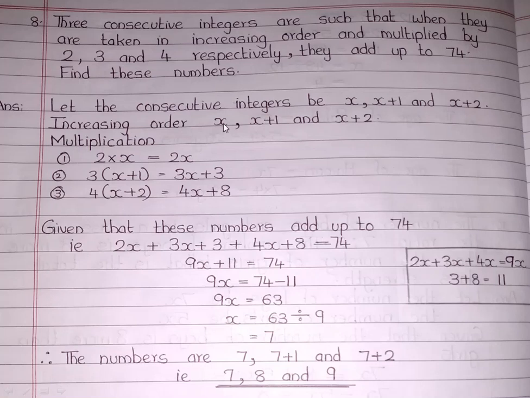Increasing order. The smallest one will be x, the next one will be x plus 1, and the largest one will be x plus 2. So x, x plus 1 and x plus 2.